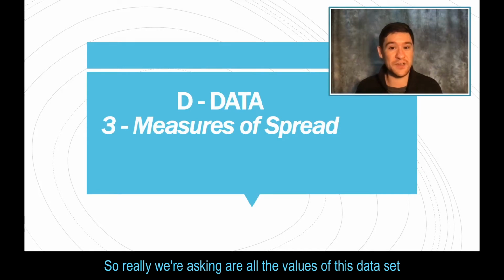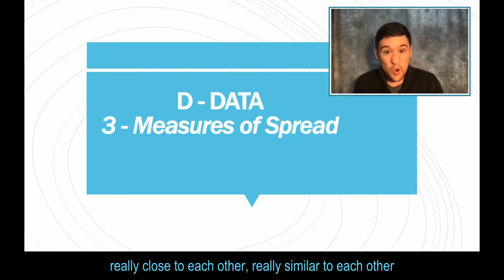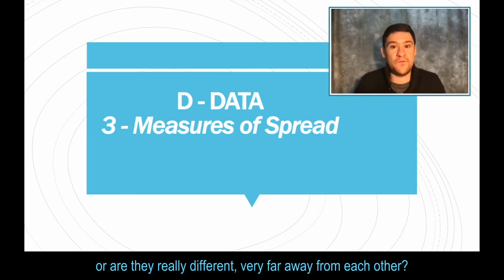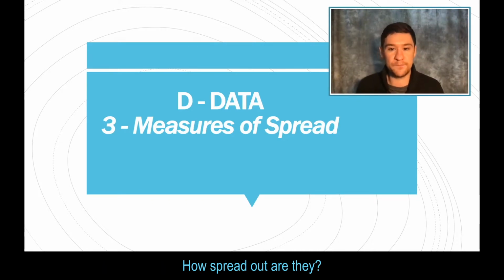So really we're asking, are all the values of this data set really close to each other, really similar to each other? Or are they really different, very far away from each other? How spread out are they?